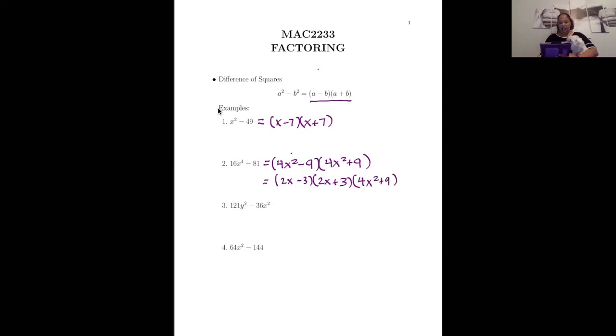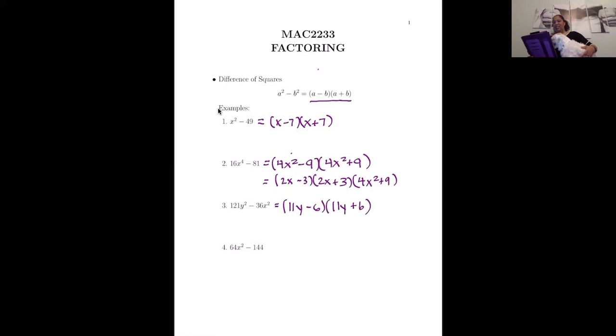All right, now let's take a look at number 3. I have 121y squared minus 36x squared. 11 squared is 121, and 6 squared is 36. So the perfect square of 121y squared is going to be 11y, and the perfect square of 36x squared is going to be 6x. So this is going to factor as 11y minus 6x times 11y plus 6x.